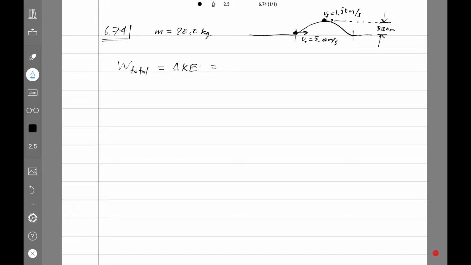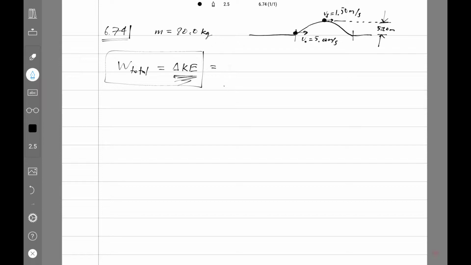Well, we don't know anything about the forces that my legs are exerting, or the work that my legs are generating. But since we have my mass and we have my initial and final velocities, the right-hand side of this equation we do have, and that's all we need to calculate the total work done.